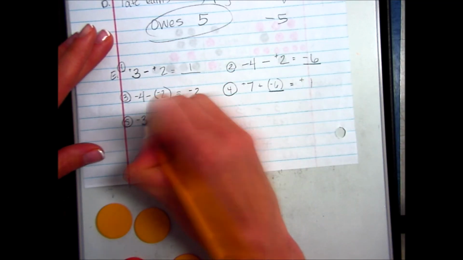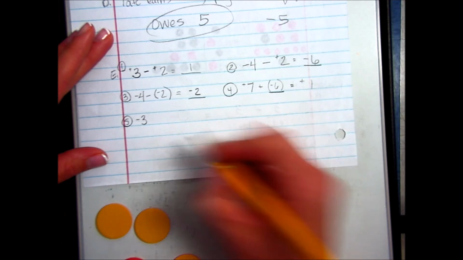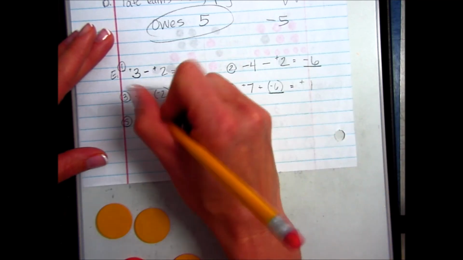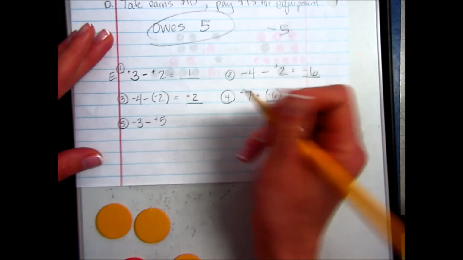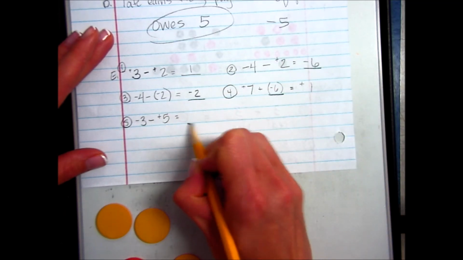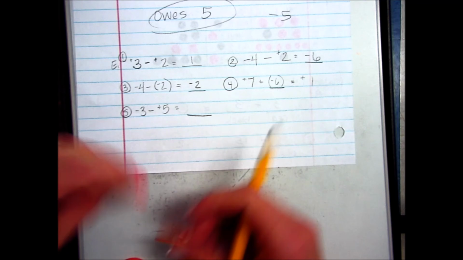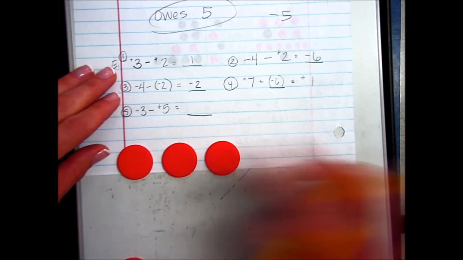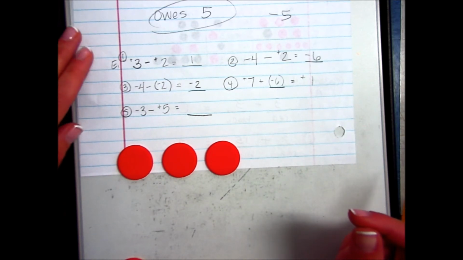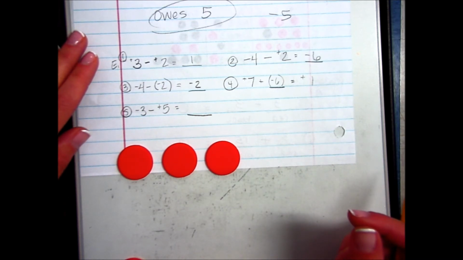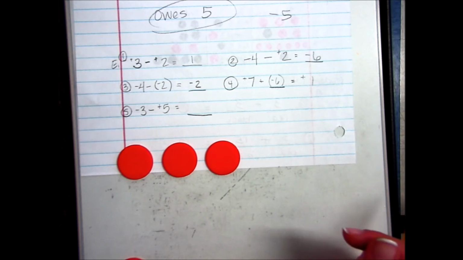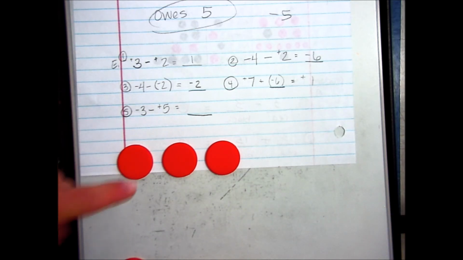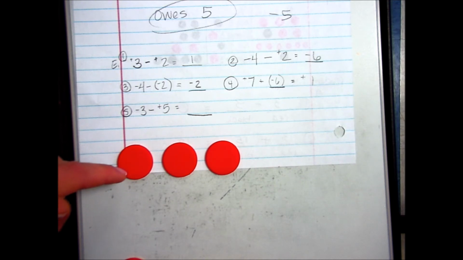Okay, I have a -3. And I'm going to take away a +5. It'll make it easier for you on your independent practice if you'll try these instead of waiting on me to just feed you answers. Okay, so we started with this -3, and it says that we need to take away 5 positives that we don't have.